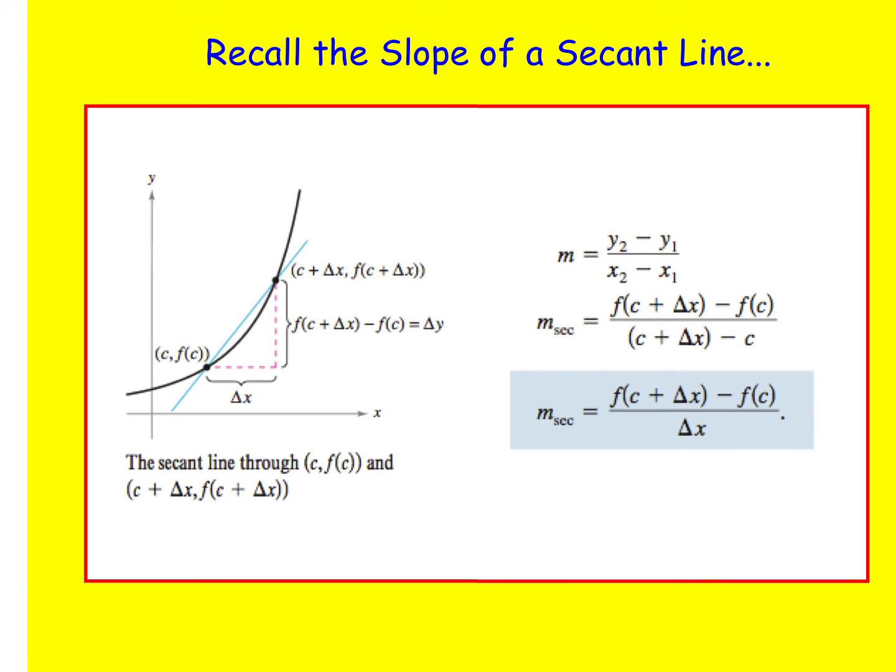So, recall our slope of our secant line. We did this one last chapter. So we have y2 minus y1 over x2 minus x1, basically, right? But what's going on at the bottom? Guess what happens to our c's? They cancel. So the slope of my secant line ends up being f of c plus delta x minus f of c all over delta x. All right? So that is actually our equation for when we find a slope of a secant line.